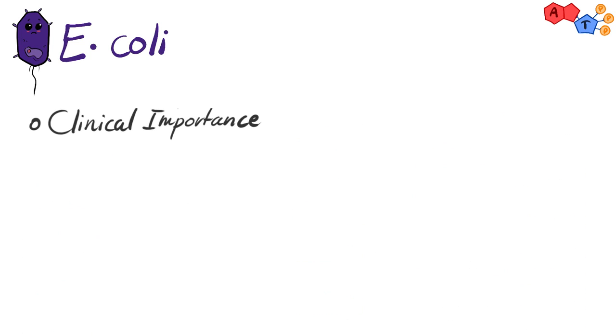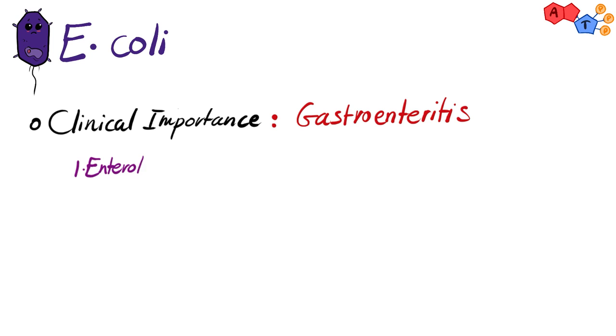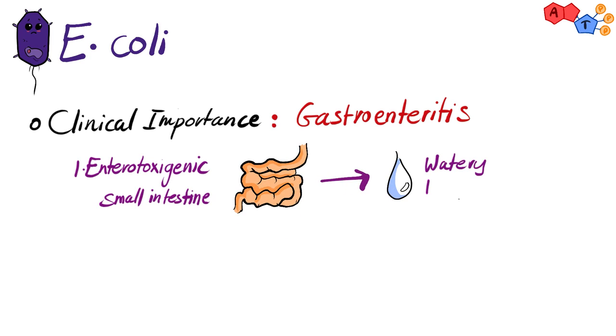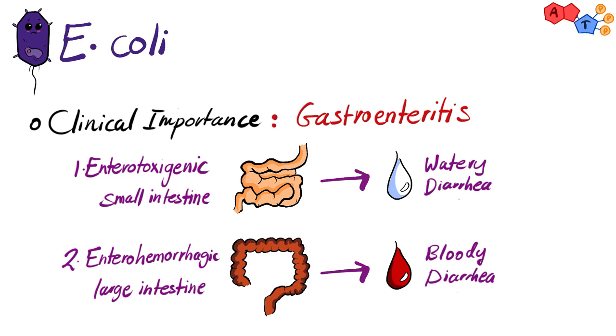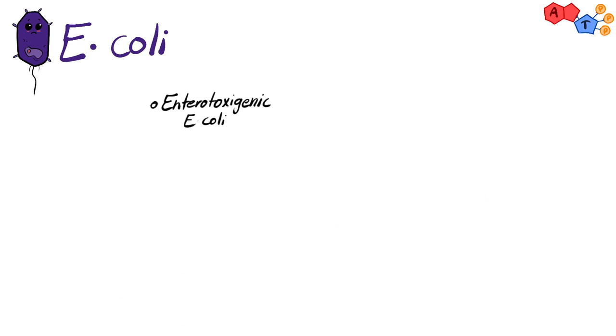The first clinical importance here is gastroenteritis, and we have two main types of E. coli that are particularly important here. The first one is enterotoxigenic E. coli, which affects the small intestine and causes watery diarrhea. And then we have enterohemorrhagic, which affects the large intestine and causes bloody diarrhea. Let's begin with enterotoxigenic E. coli, or ETEC for short.